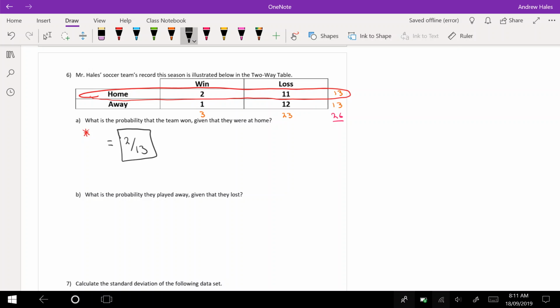Next one, what's the probability we played away, given that they lost? So given that we lost, we are worried about this one here. They're all the games that we lost, which is a lot. What's the probability I played away? Well, 12 out of those 23 are away. So that's 12 out of 23 is the probability that I played away given that I lost.